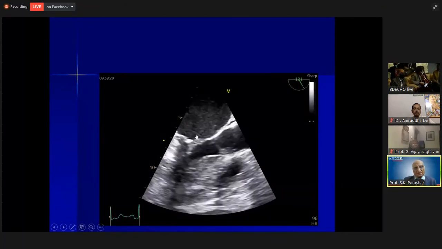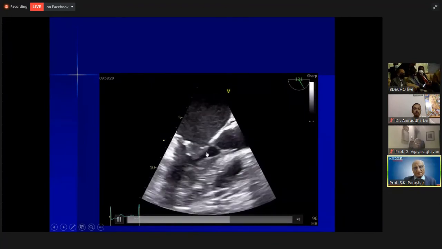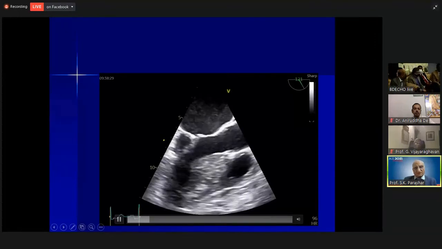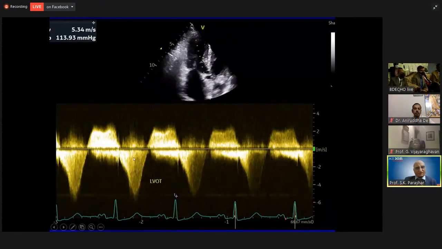This was another view showing the same thing, that one leaflet is immobile, the other coming in contact, producing an LVOT obstruction. Everything was in diastole when we did a Doppler, but the Doppler in systole showed a significant LVOT gradient of 113, and that too in the presence of mitral stenosis, hence the gradient could have been more. So the point that struck us was that everything is happening in diastole, which is never heard of, but this is coming in systole.